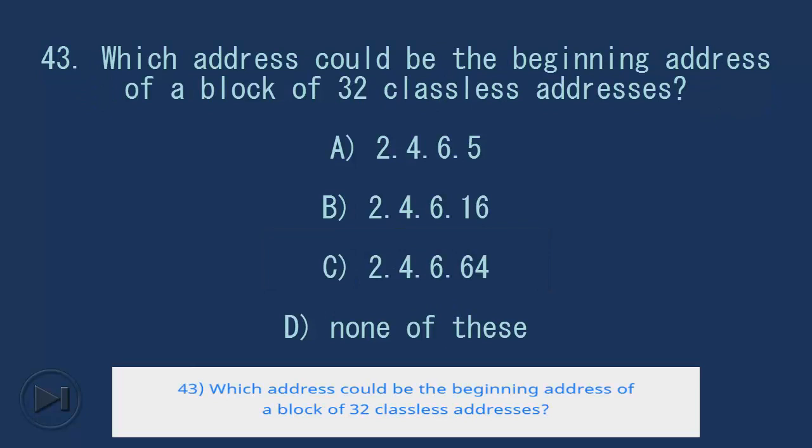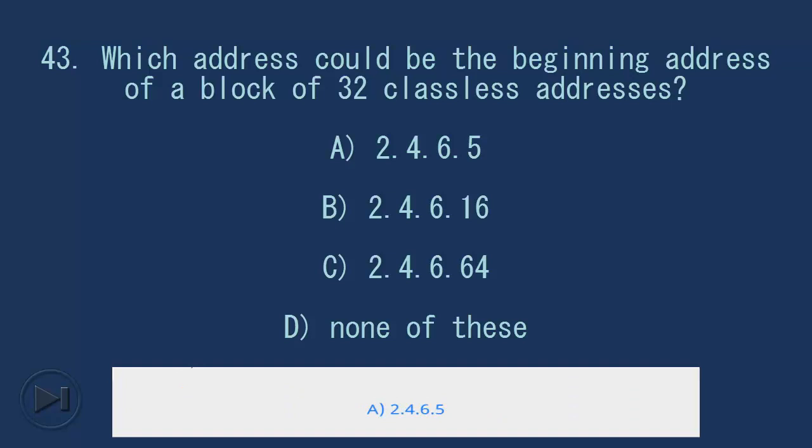43. Which address could be the beginning address of a block of 32 classless addresses? A, 2.4.6.5. B, 2.4.6.16. C, 2.4.6.64. D, none of these. Answer, C, 2.4.6.64.